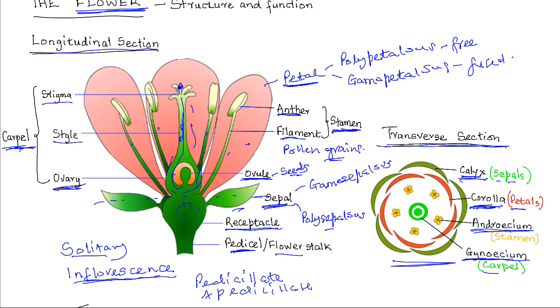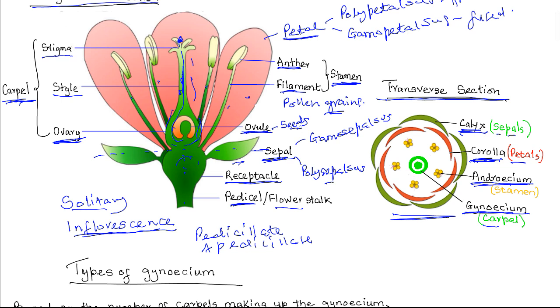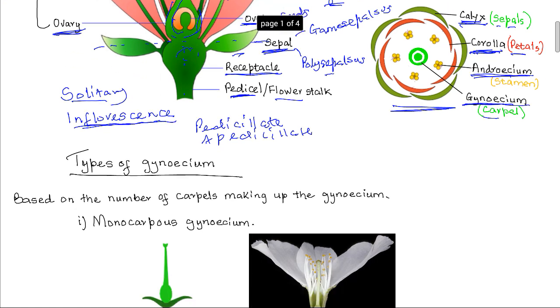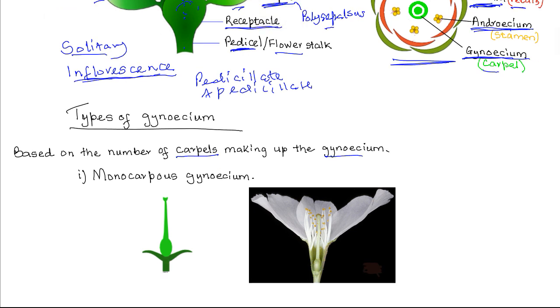Now, there are different types of gynoecium depending on the type of the flower. So the categorization of the different types of the gynoecium can be based on the number of carpels that make up the gynoecium. Accordingly, there are three types of gynoecium. The first one is known as monocarpous gynoecium. In this type of gynoecium, there's only one carpel.